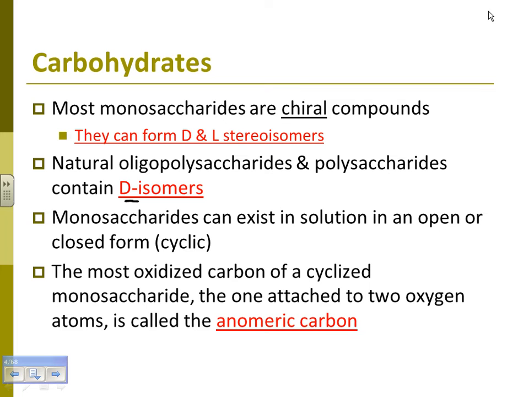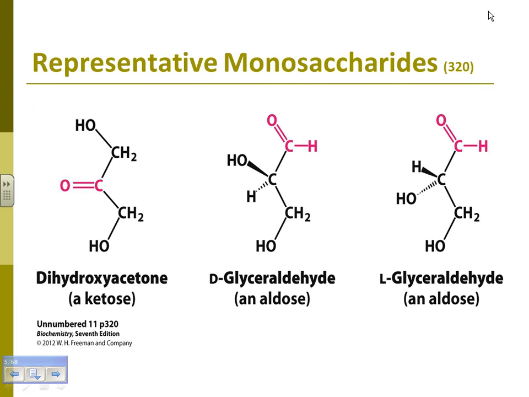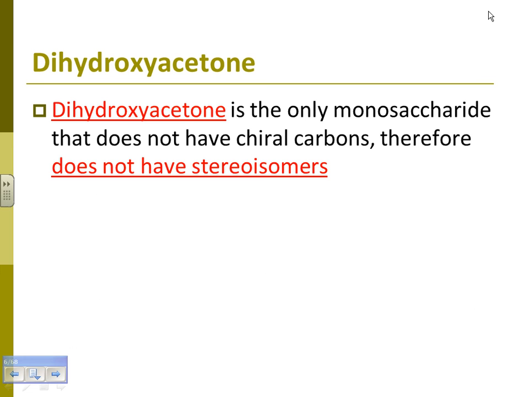So in nature we have D-isomers. That doesn't come up too much. We'll see examples of this a little bit later on. He'll almost guaranteed ask about dihydroxyacetone. It's the only monosaccharide that is not chiral. So think of it kind of like glycine. No stereoisomers.